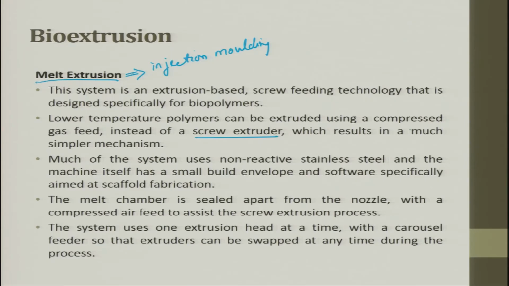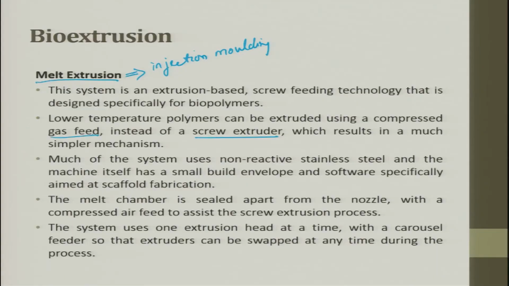So, screw extrusion. What is happening is, the challenge in all these injection molding machines is you need a large charge. That means the raw material minimum required will be a few tens of kilos. So, if you want to make small components, then we have to make a small hopper, and we also try to avoid the screw. So, there we use a compressed gas feed, which results in a much simpler mechanism.